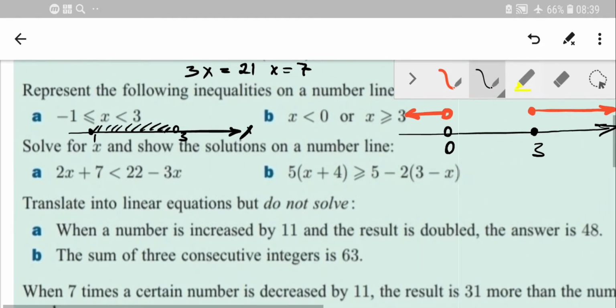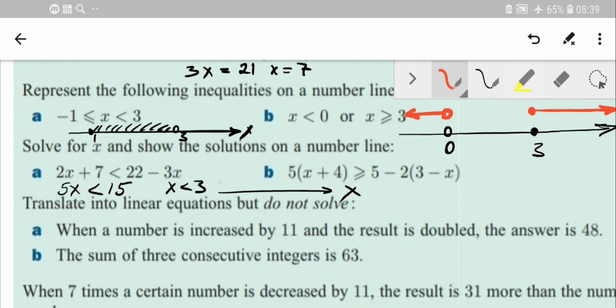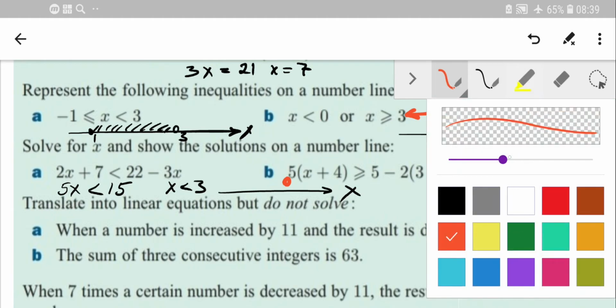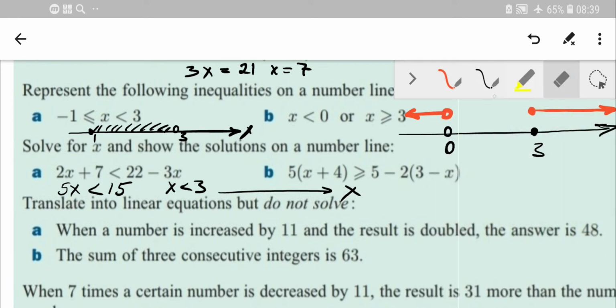Alright, let's go next. Solve for x and show solutions on number line. Okay, I'll do simplification. I'll get 5x less than 22 minus 7, which is going to be 15. So it turns out that x is less than 3. So I'll use arrow notation, and it's from 3. Sorry, I just use really bold type. So in this case, that's 3 and it's less. So it goes down in the negative direction.